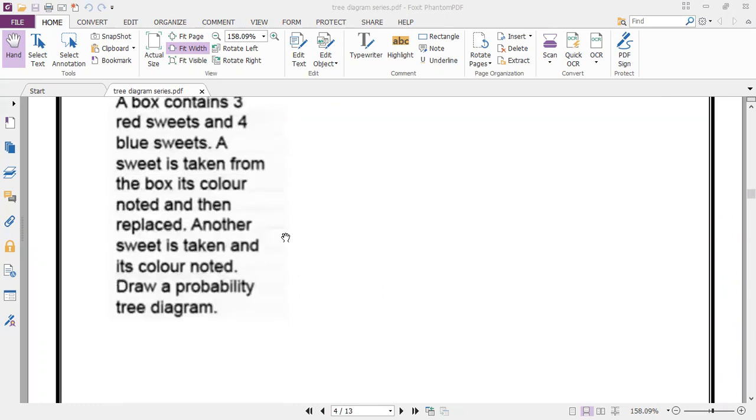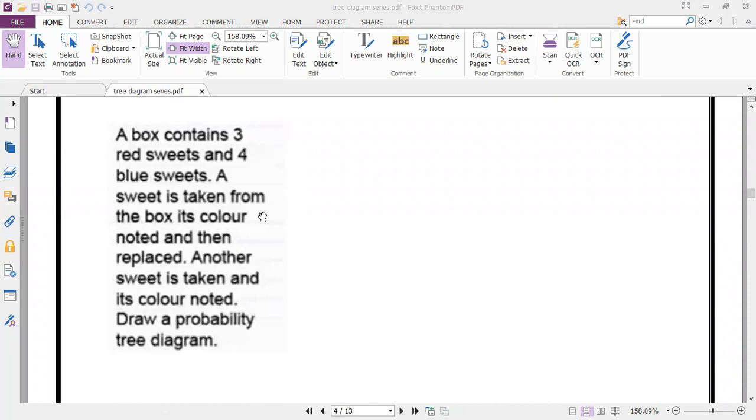Let's read this one. Abdurrahman. A box contains 3 red sweets and 4 blue sweets. A sweet is taken from the box, its color is noted and then it is replaced. Pay attention to this word, replaced. What is the meaning of replaced?